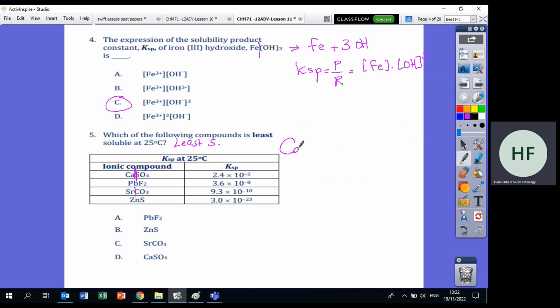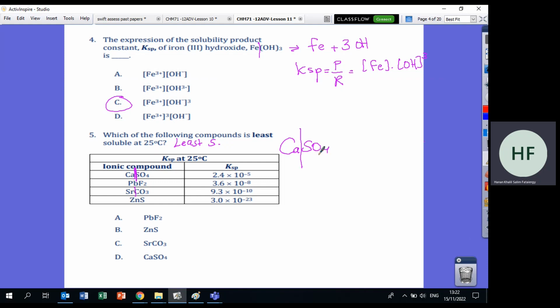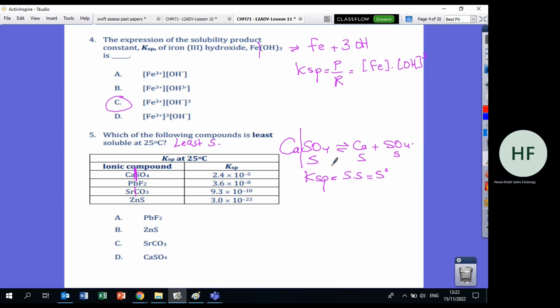So you will say CaSO4 dissociates and will give you Ca plus SO4. So if this is S, this one will be S, this one will be S. So the Ksp will be S times S, which is S squared. Now, which one will have the least solubility? I think it will be ZnS. If you want to calculate the S in each case, you can. Here Ksp is equal to S squared. Put Ksp here and find S.